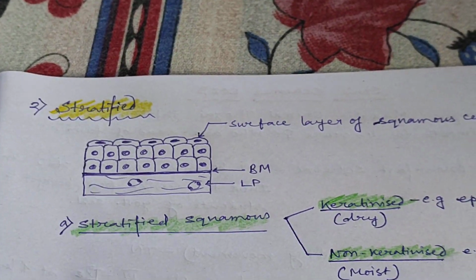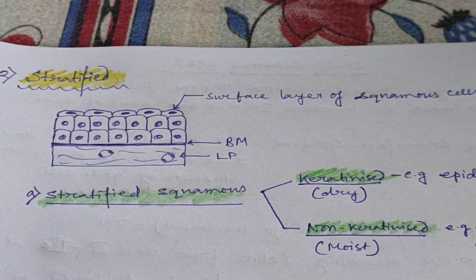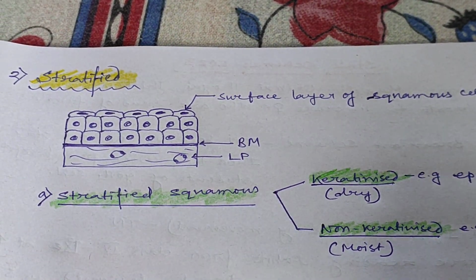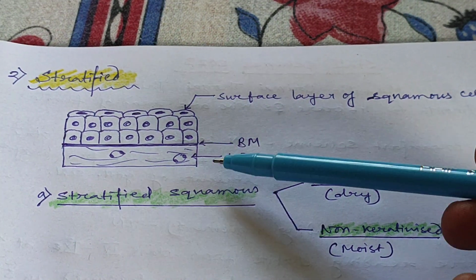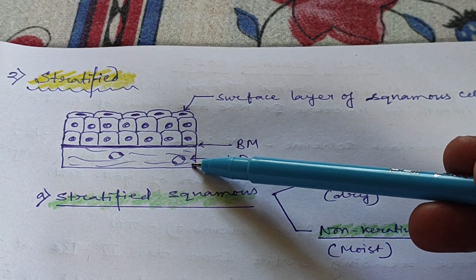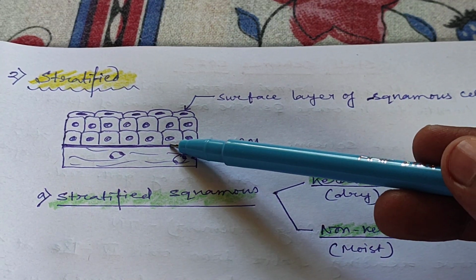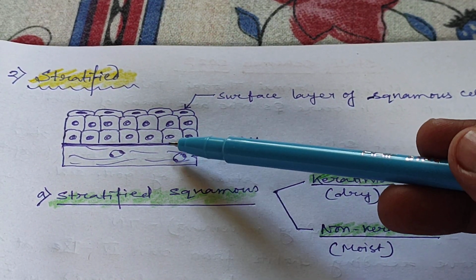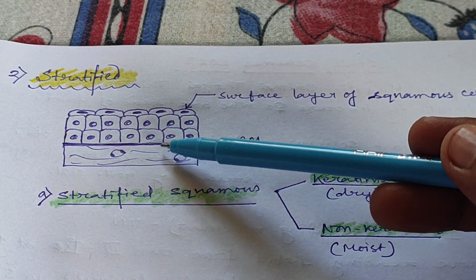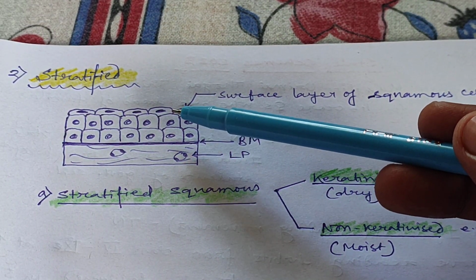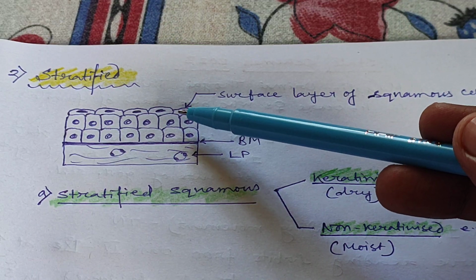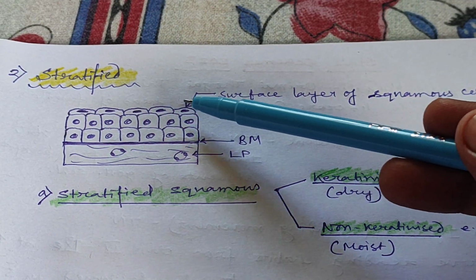Now going to the stratified epithelial tissue. See, whenever the name comes stratified, that means there will be more than one layer of cells over the basement membrane. This is the lamina propria or the connective tissue, then this is the basement membrane. Okay, and over that you can see layers of cells. Okay, several layers of cells. And in case of stratified epithelial tissue, the name is mainly given according to the surface layer of cells.